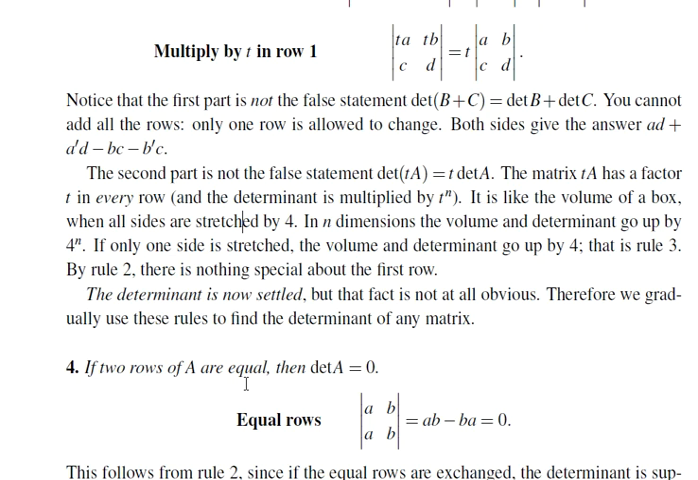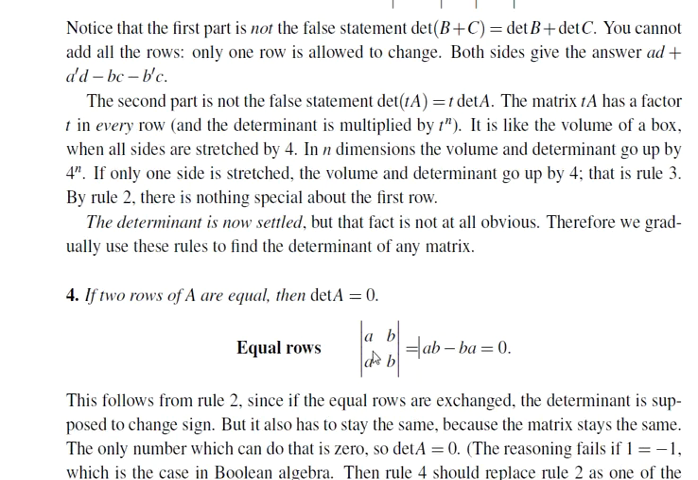The next property is regarding equal rows: if the values are the same in both the rows, then the value of that determinant is equal to 0. For example, if A, B and A, B are the rows, then AB minus AB will be 0.